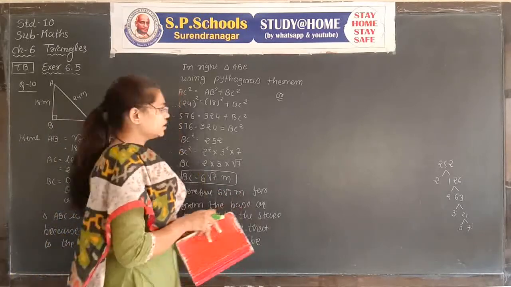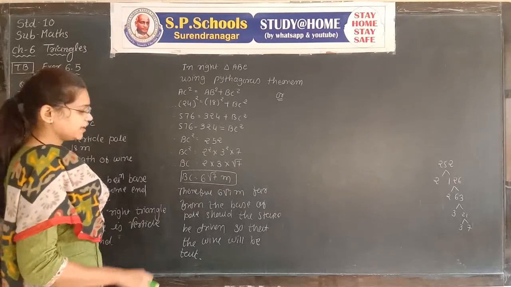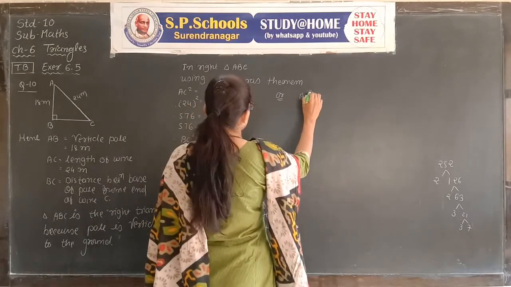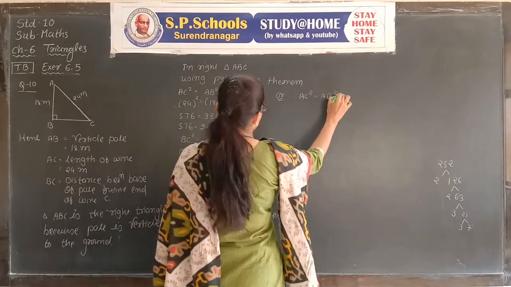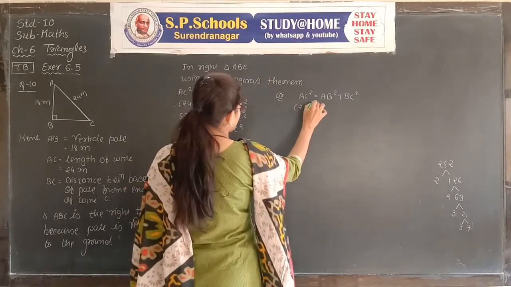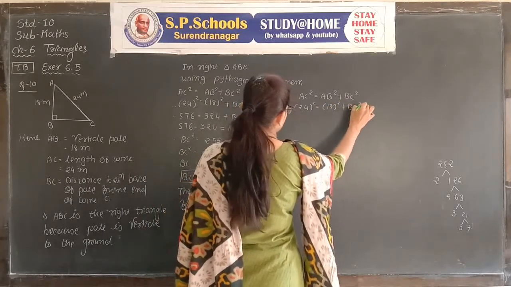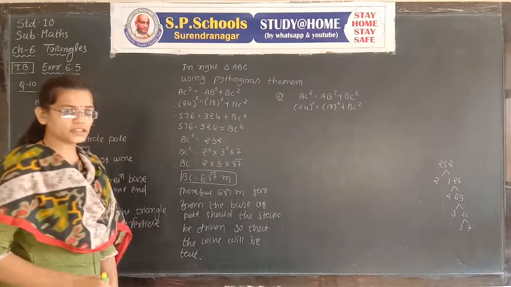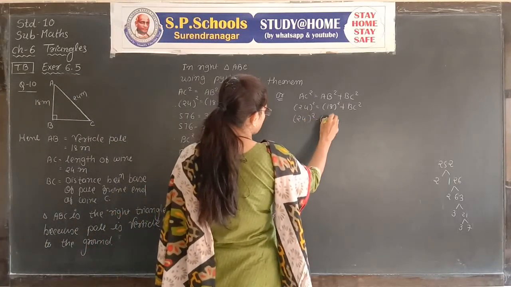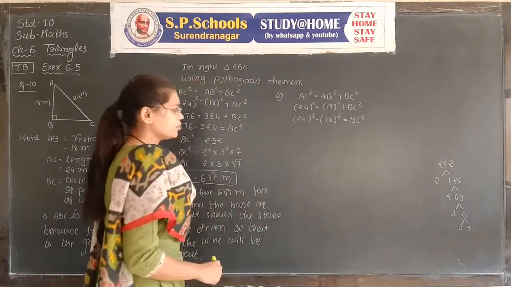Now the next method: without computing the square of 24 and the square of 18 separately, use the same thing. AC square is equal to AB square plus BC square. Now put the values. AC is 24 and AB is 18, and BC remains as it is. Now shift the square of 18 directly from the right hand side to the left hand side: square of 24 minus square of 18, and on the right hand side BC square remains as it is.